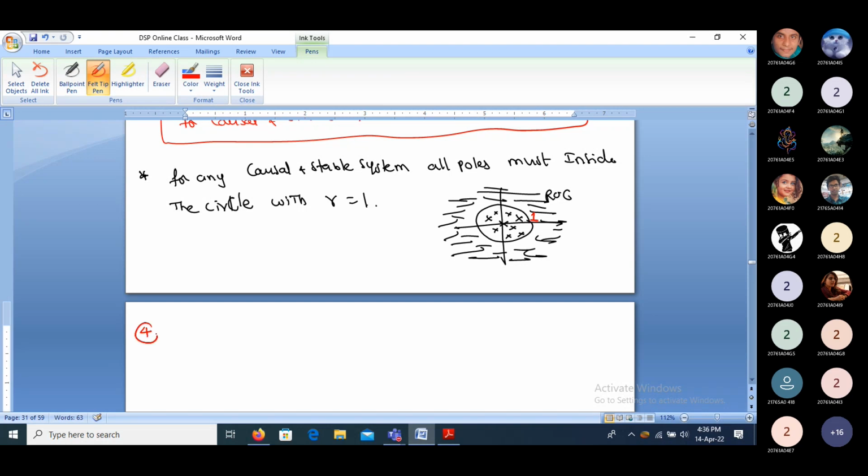This is about the third application. So the first application is the system transfer function. The second application is the pole zero plot.